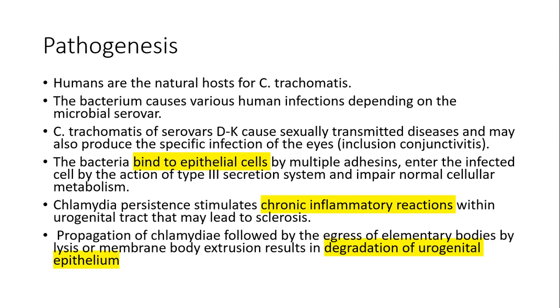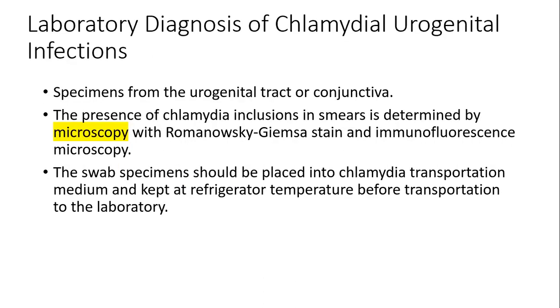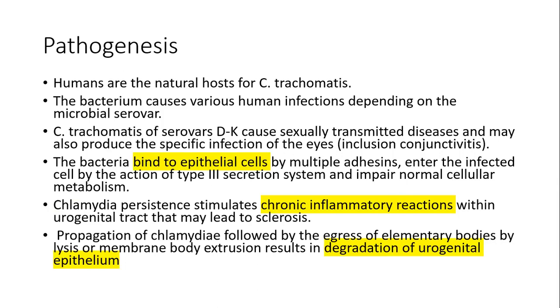Chlamydia persistence stimulates a chronic inflammatory reaction within the urogenital tract that may lead to sclerosis. Propagation of chlamydia, followed by the egress of elementary bodies by lysis or membrane body extraction, results in degradation of urogenital epithelium. So, the ability to invade plays an important role in the pathogenesis.